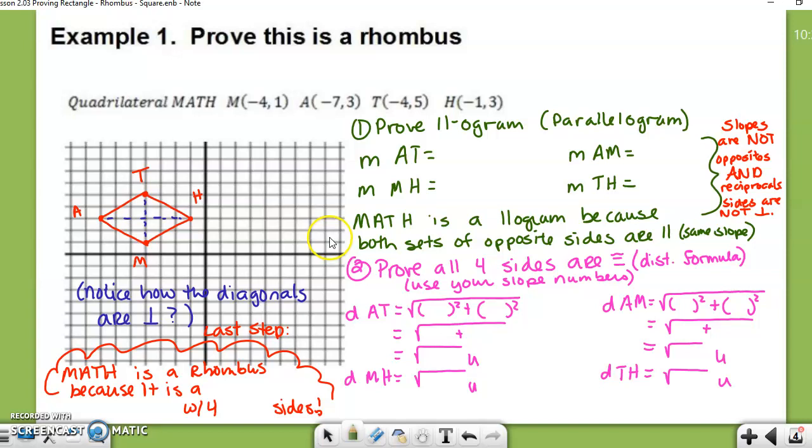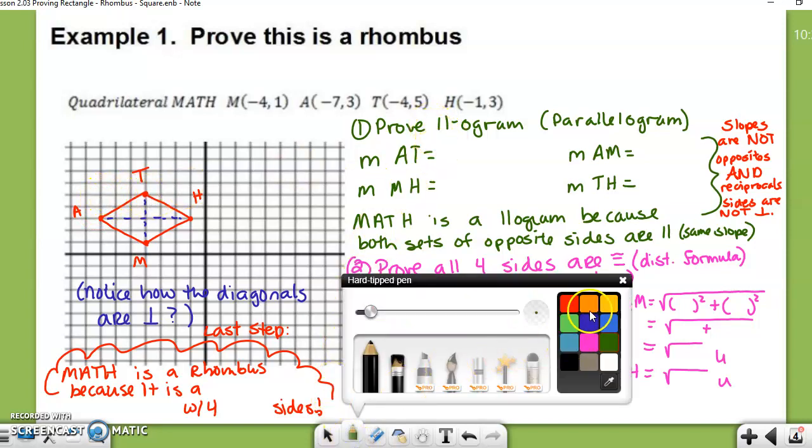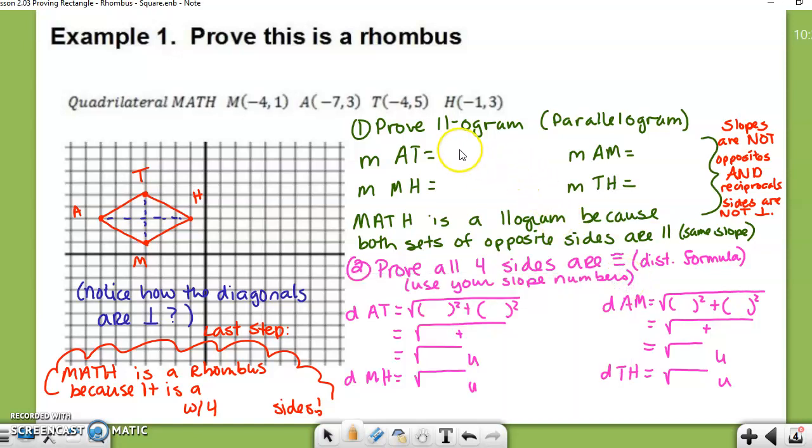Okay, I want to prove that this is a rhombus. So I've already graphed these points for MATH. I know it's a quadrilateral because it's got 4 sides. First, I want to prove parallelogram. So I'm just going to count my slope, rise and run of AT. My slope here is a positive 2/3. I'm going to go to the opposite side, count, rise and run is 2/3. All right, so I know that these two opposite sides are parallel.